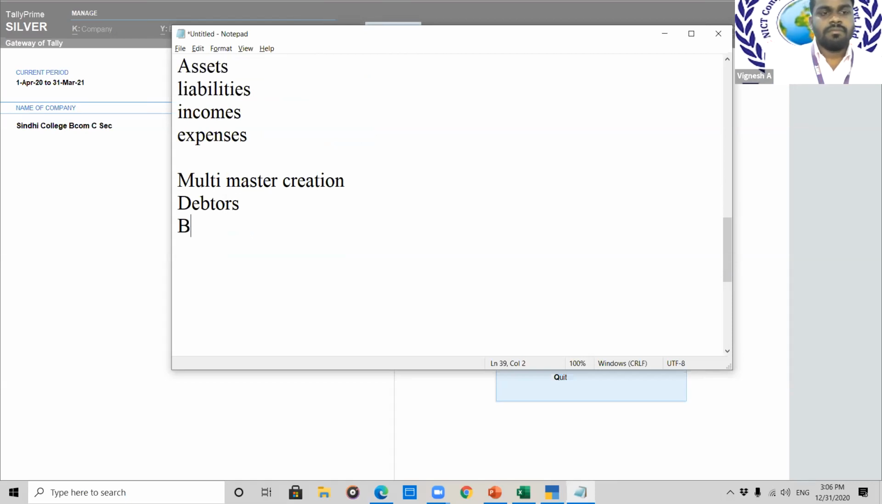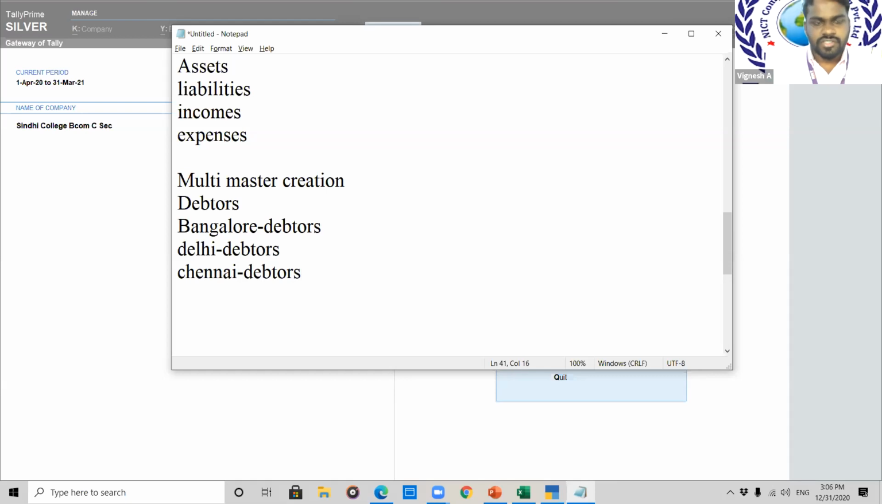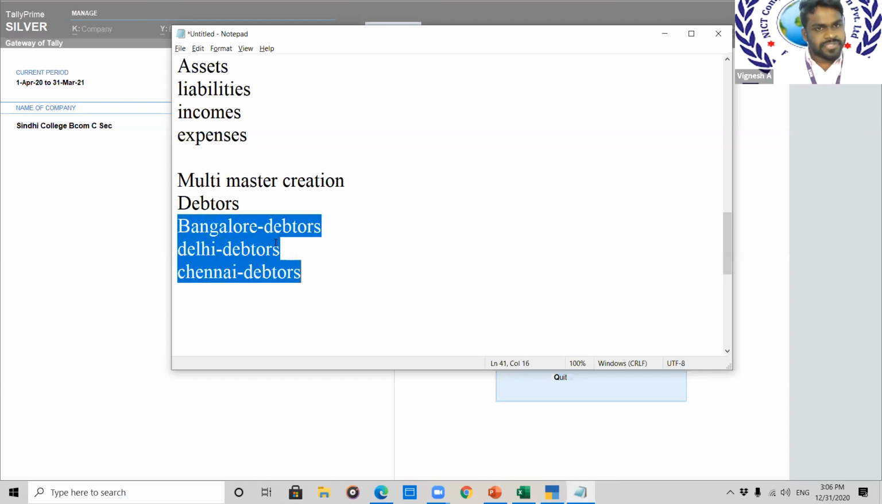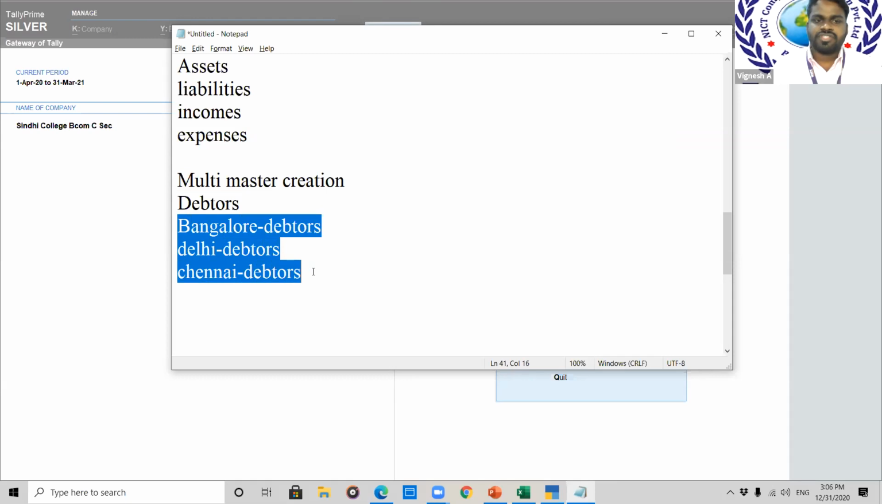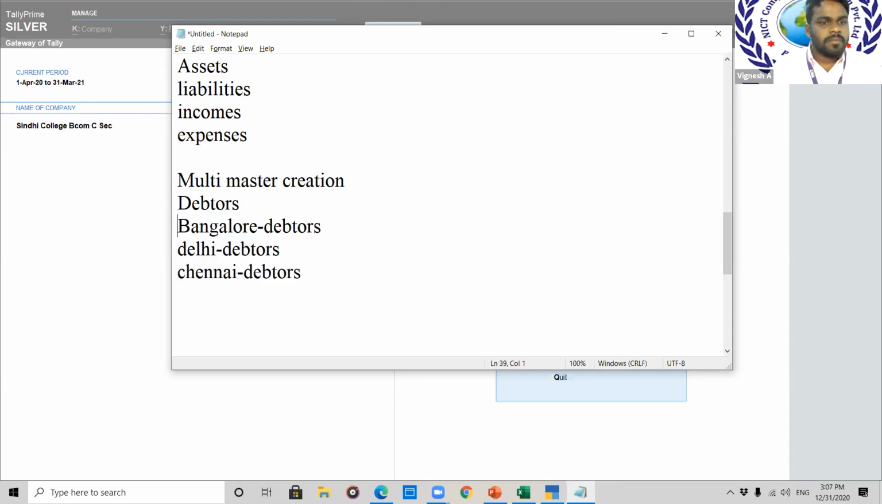Like I have Bangalore debtors, Delhi debtors, Chennai debtors. In this way, I have to structure. Now I have many groups under one group. Getting this? Yes, sir. Okay. If I have many groups to structure under a single group, instead of doing it one by one, you can structure them at once from your multi-master creation.